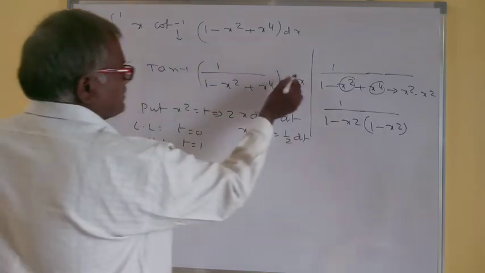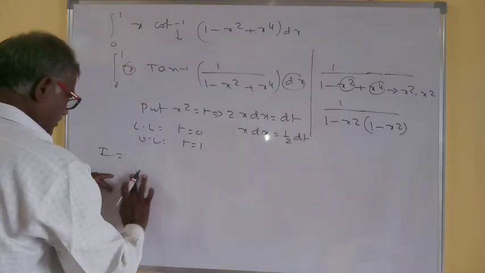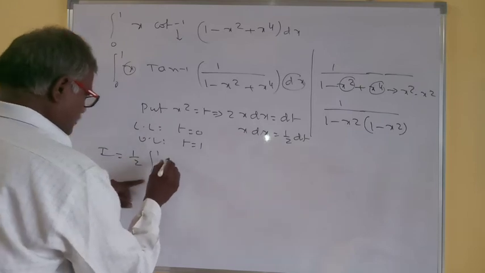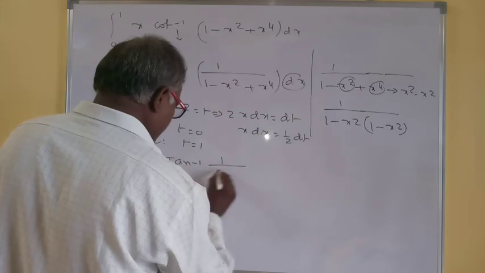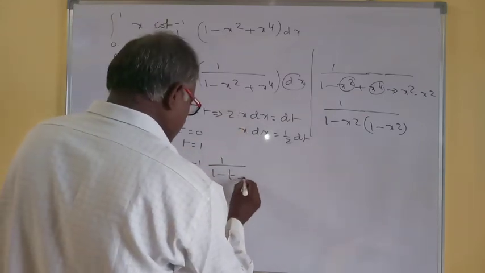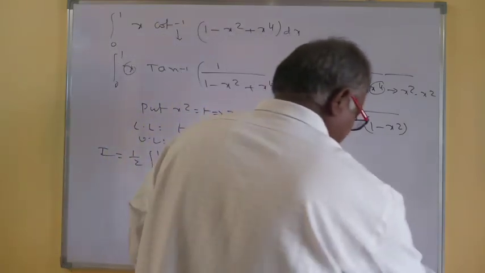Here x dx becomes 1 by 2 dt. So simply we have 1 by 2 into integral 0 to 1 tan inverse of 1 by 1 minus t plus t square.